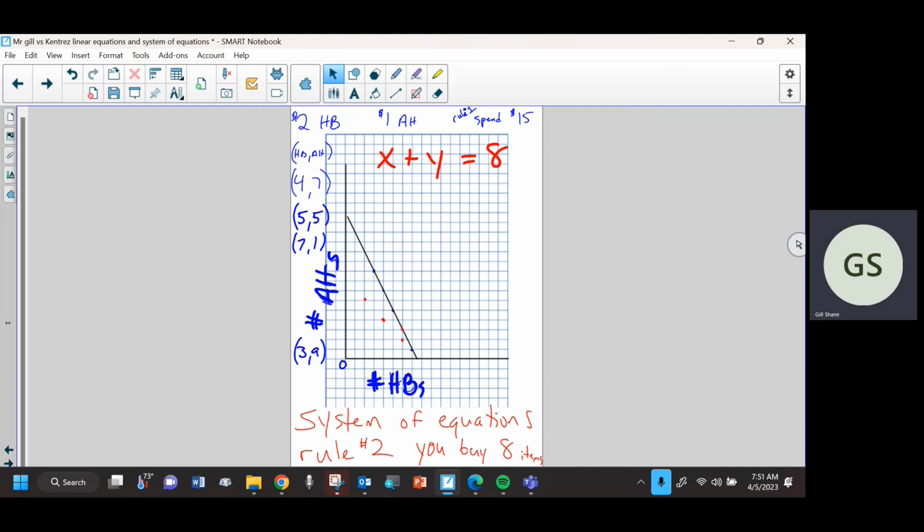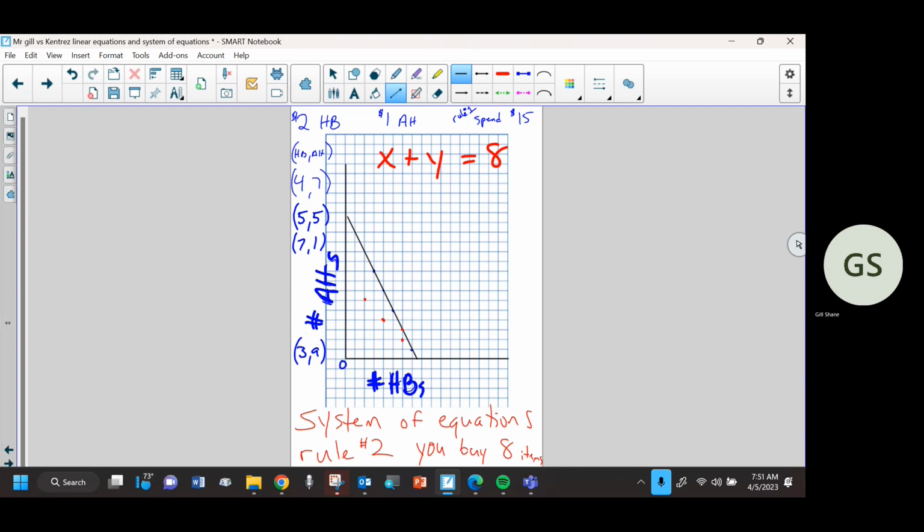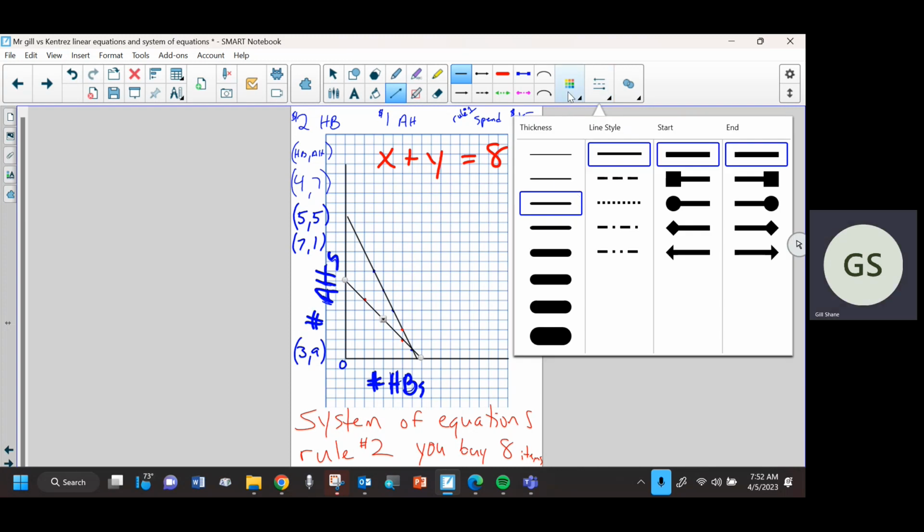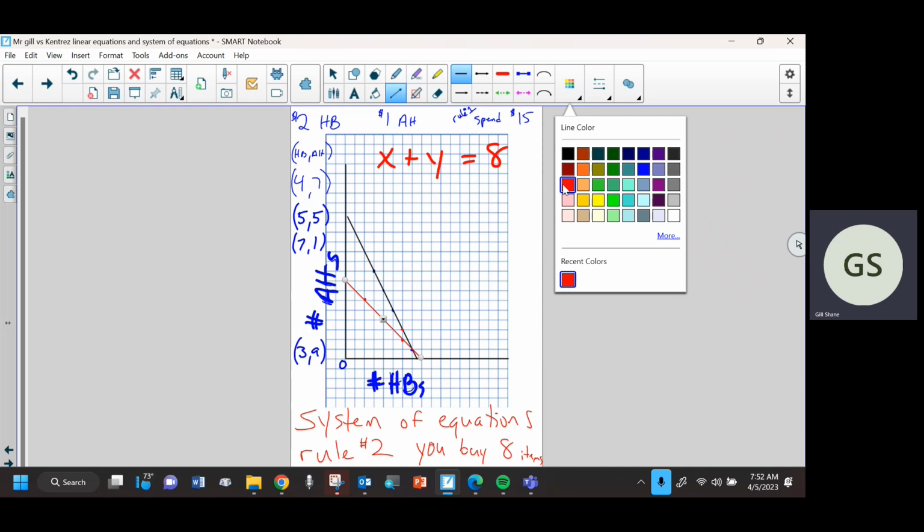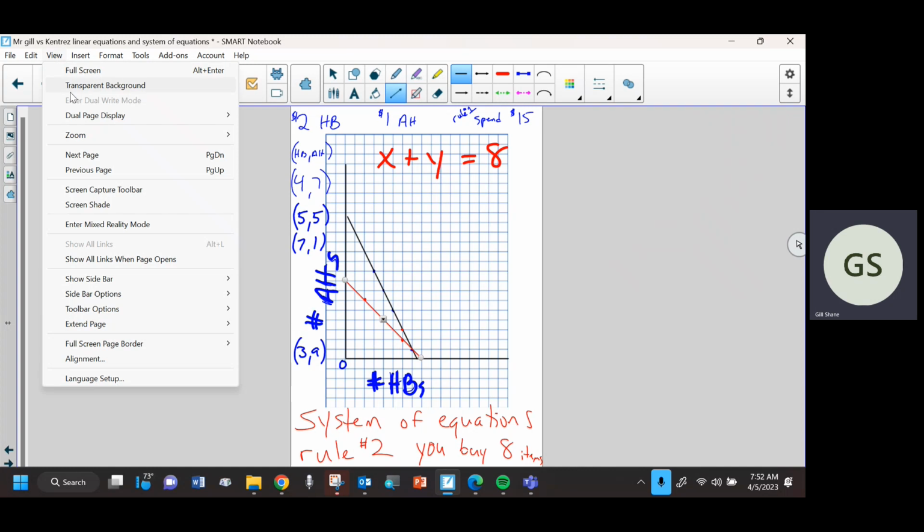So if I create a line going through those, oh, that's pretty good. Let's make that line a different color, just so you can see it. Go with red, since it's already put red dots there. All right, so there, that line is red. And let's zoom in a little bit. So I've now graphed both rules.